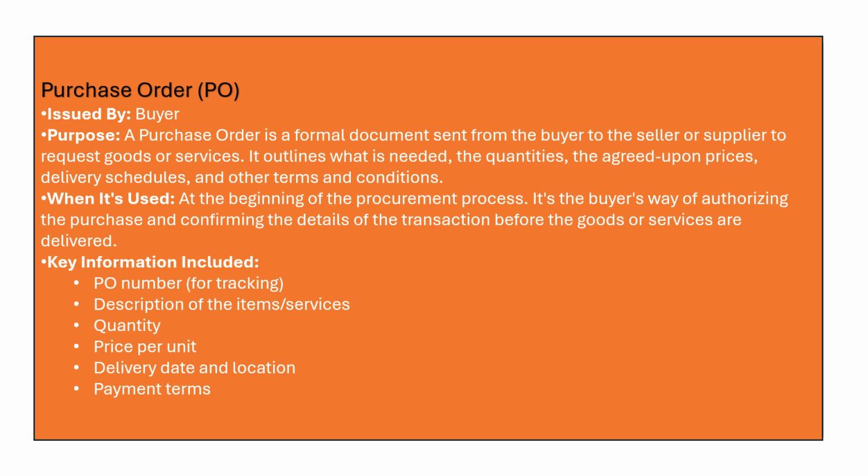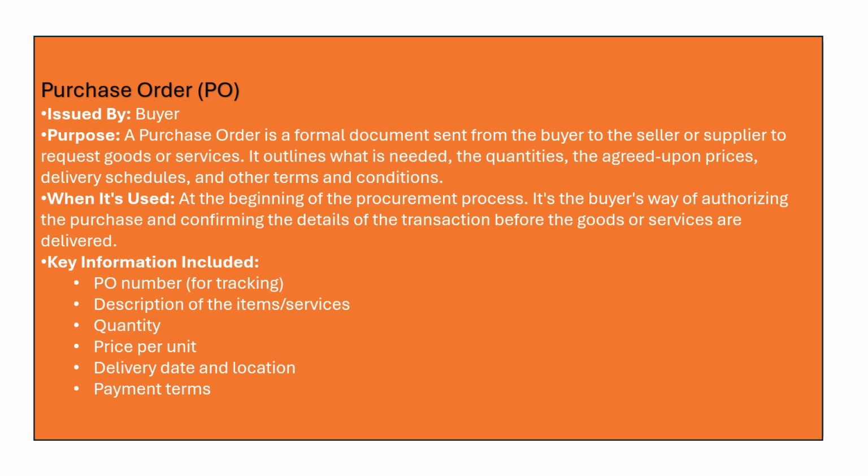In that they will outline what they want, what goods and quantities are needed. There will be some agreed upon terms and the delivery schedule, like which date it should be delivered, and some terms and conditions will be mentioned by the buyer. When it is used at the beginning of the procurement process, it is the buyer's way of authorizing the purchase and confirming the details of the transaction before the goods or services are delivered. So in this, it is the beginning of the procurement process. The buyer will authorize the purchase, and they will confirm the details of the transaction before the goods or services are delivered.